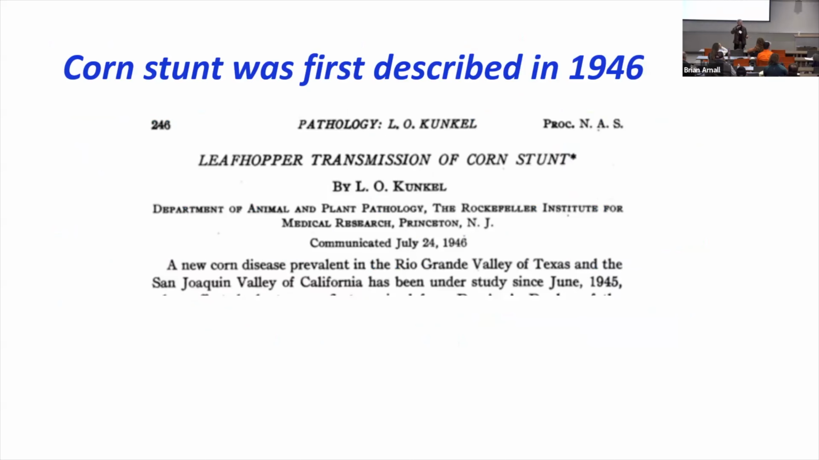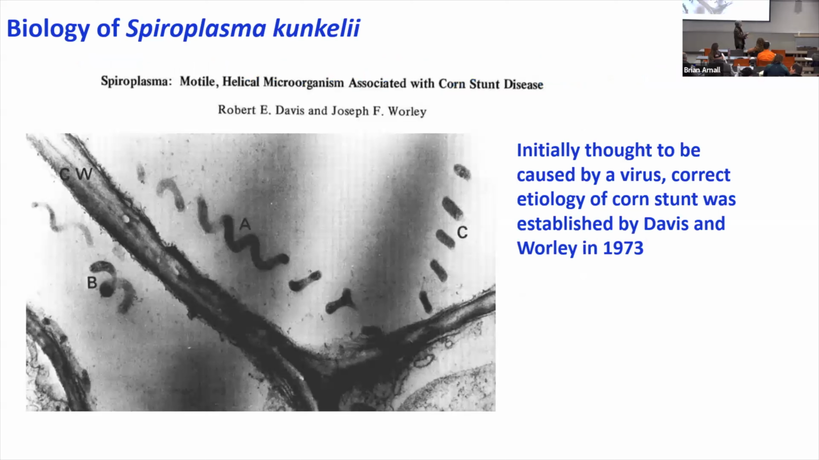Okay, so let's go back to early history and when it was first found in the US. The first record that I could find was a 1946 paper by Kunkel, on leafhopper transmission of corn stunt. And he was describing the 1945 outbreak in Texas and California. And kunkelii is named after this gentleman. Okay, biology of Spiroplasma kunkelii.